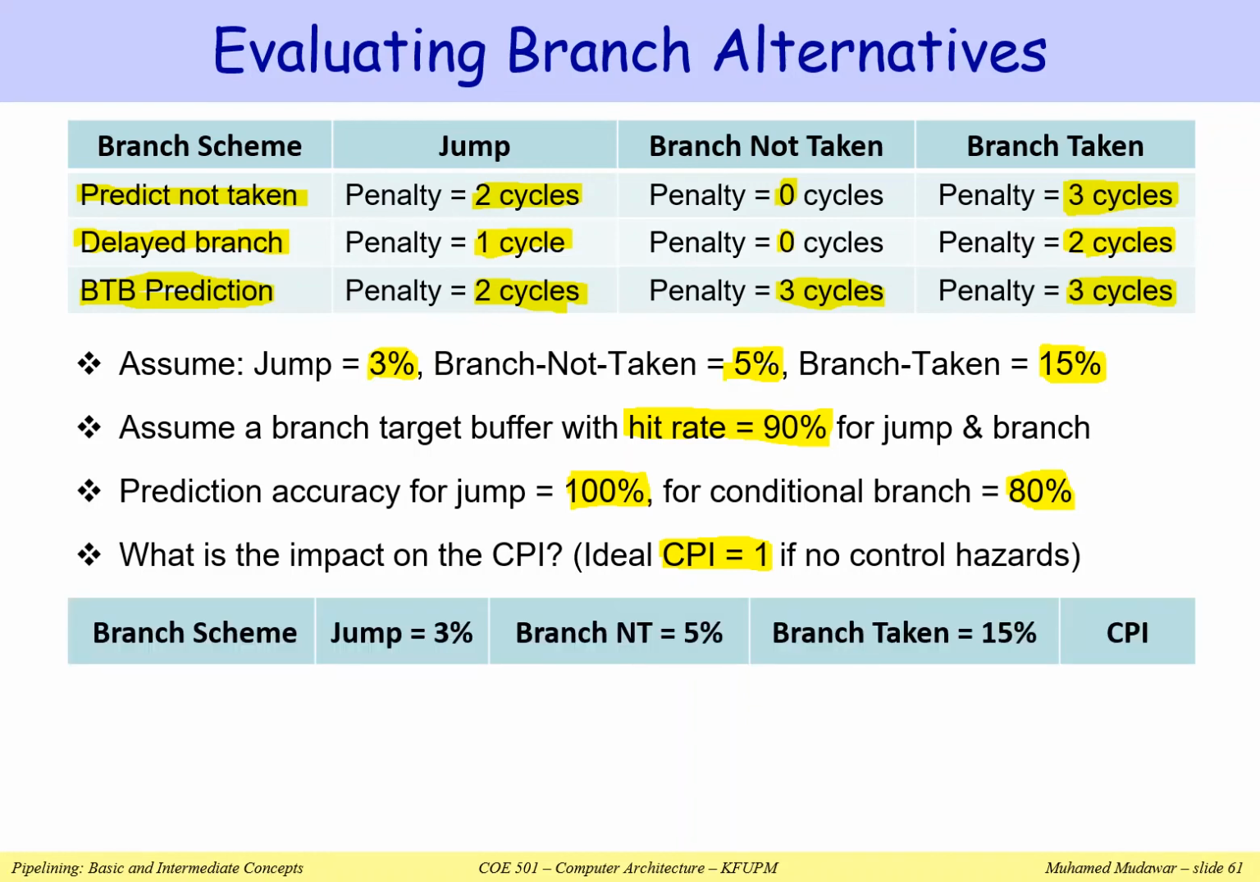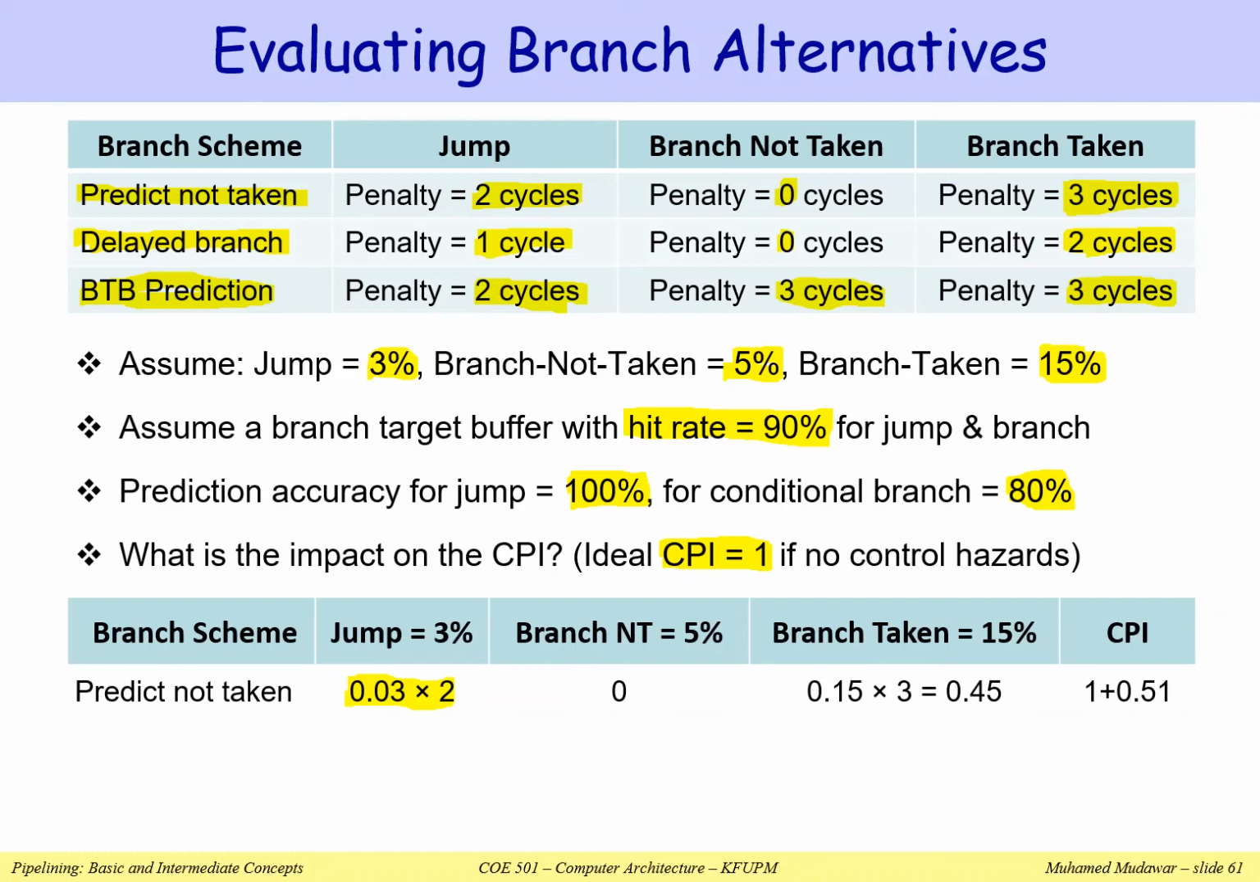Okay, so here's the solution. Remember that 3% of the instructions are jumps, 5% are branches which are not taken, and 15% are branches which are taken. Let us take a look at the first scheme, which is predict not taken. In this scheme, every time we have a jump instruction, we lose 2 clock cycles. The next 2 instructions have to be killed, and therefore we waste 2 clock cycles. So we multiply 0.03 by 2. This is the number of stall cycles per jump instruction, and 3% are jumps.